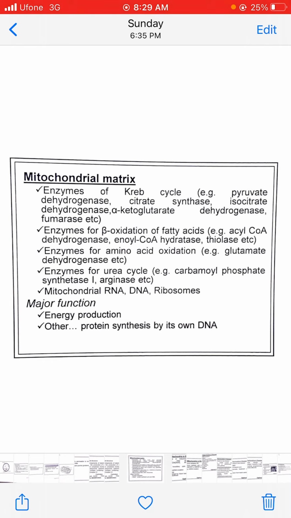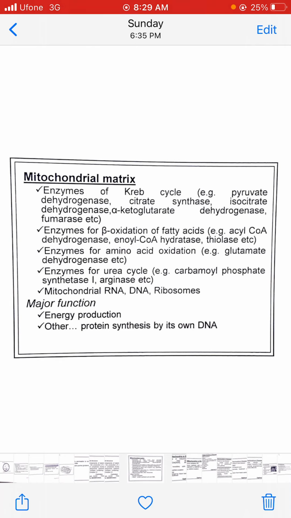So enzymes of beta oxidation of fatty acids like acyl coenzyme A dehydrogenase, enoyl coenzyme A hydratase, thiolase, etc. These are all the enzymes which are present in the mitochondrial matrix. Enzyme for amino acid oxidation, glutamate dehydrogenase, then for urea cycle, carbamoyl phosphate synthetase, arginase. But you have to remember the pathway names like Krebs cycle, beta oxidation, urea cycle, and then one or two enzymes of the specific pathway.